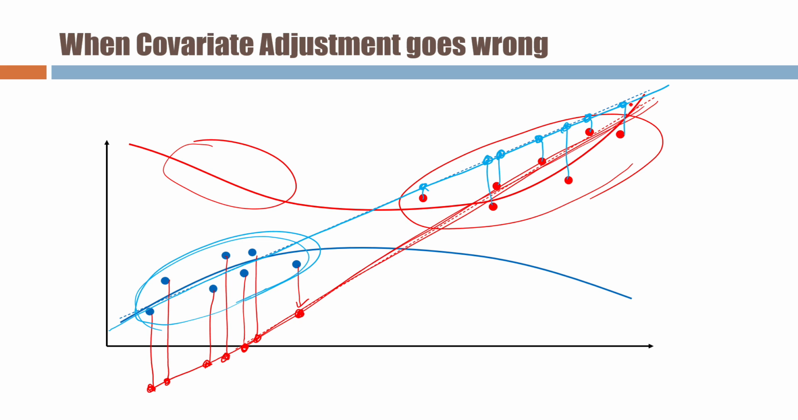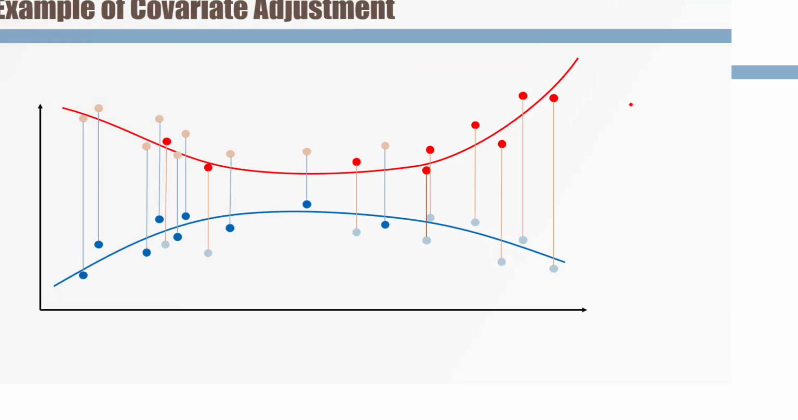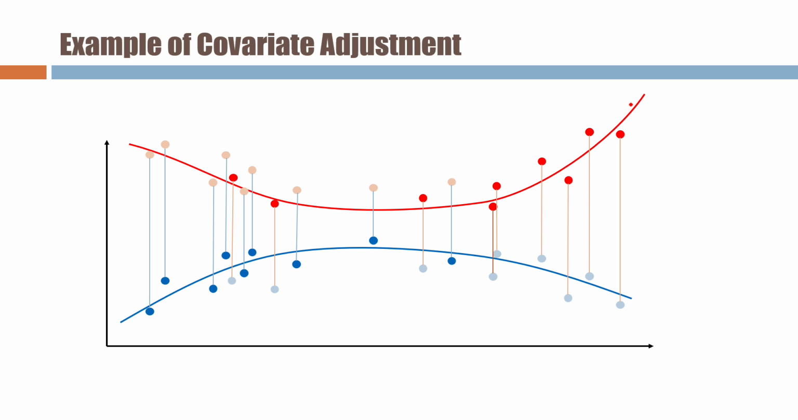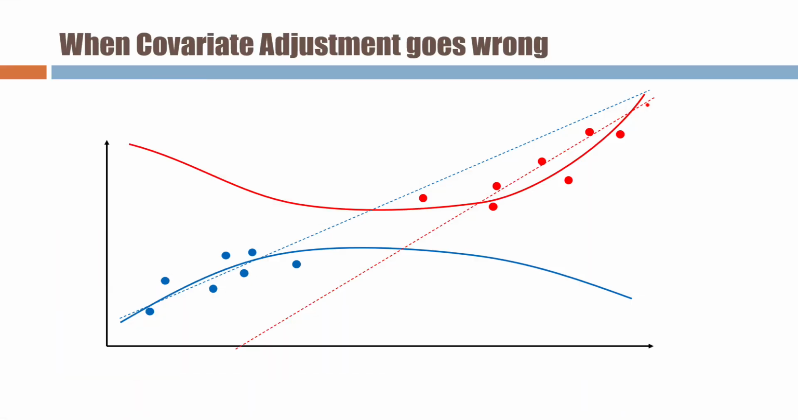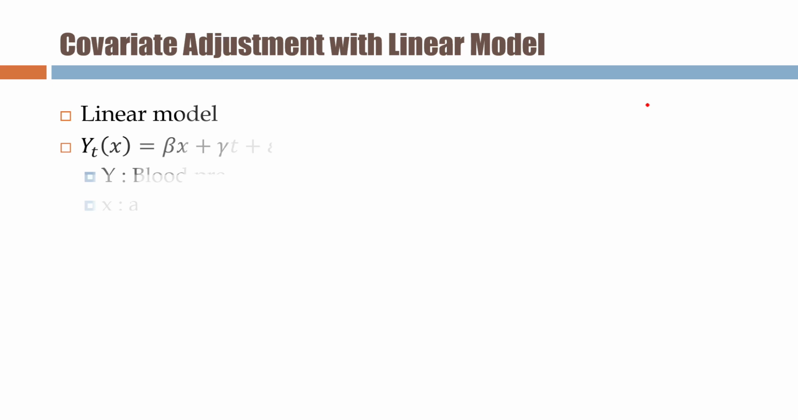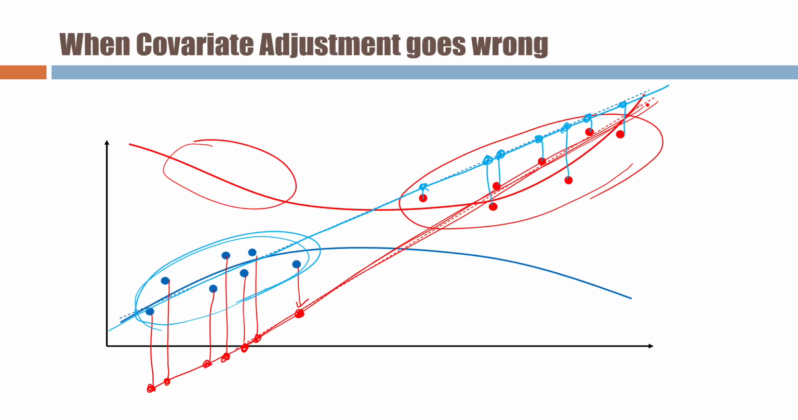But actually, in the real relationship, as you can see, the red shows a higher value than the blue value everywhere. So you end up with a totally opposite conclusion, right? So it's possible.